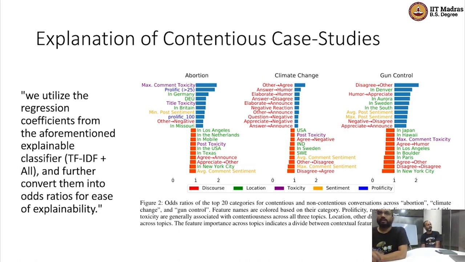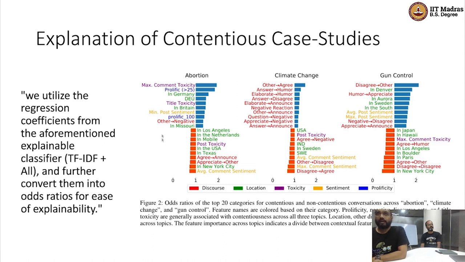using logistic regression, what authors do is that they compute the importance of these features, the importance of a feature in a post being contentious or non-contentious, right? And what you see in this plot is basically the top 10 features which are increasing the likelihood that a post will become contentious, and at the bottom are the features that would decrease the probability that a post is contentious, right?